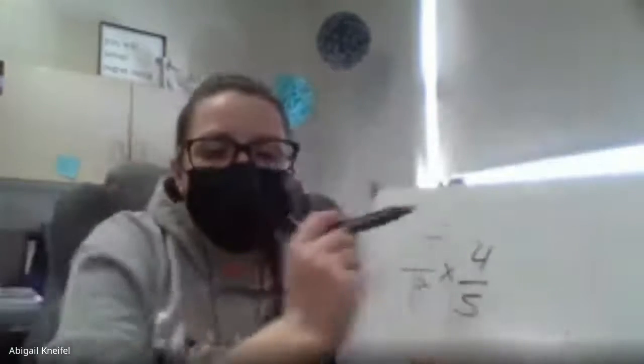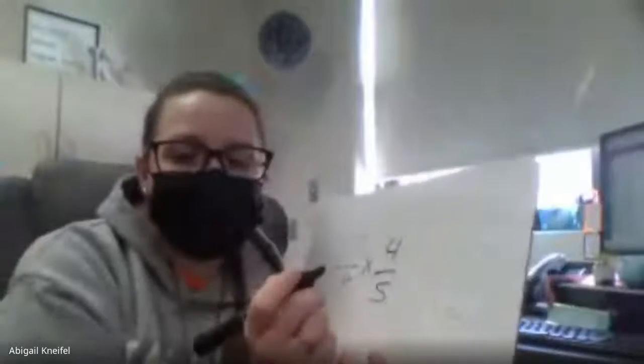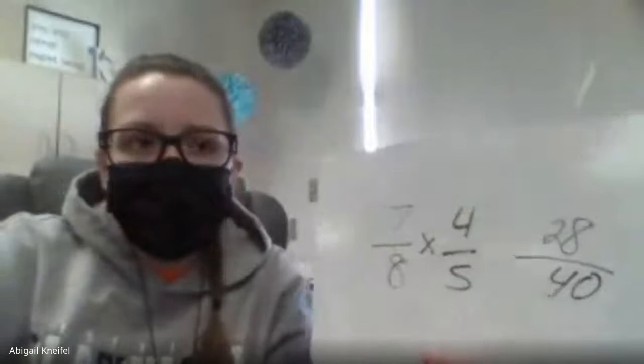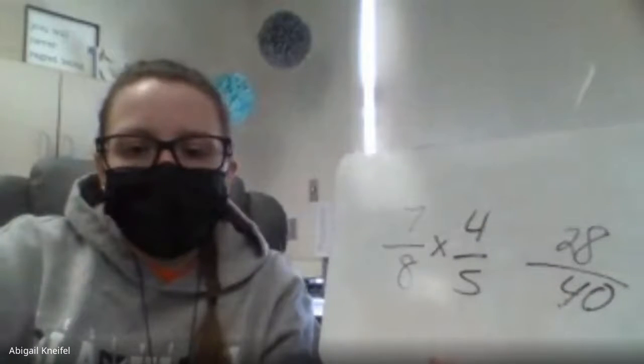So we just have to multiply our numerators first, then multiply our denominators. Numerator, 7 times 4 is 28. 8 times 5 is 40. Type in the chat if you know what I can simplify these by. There is a way to simplify these. What can I simplify them by? Type it in my chat.